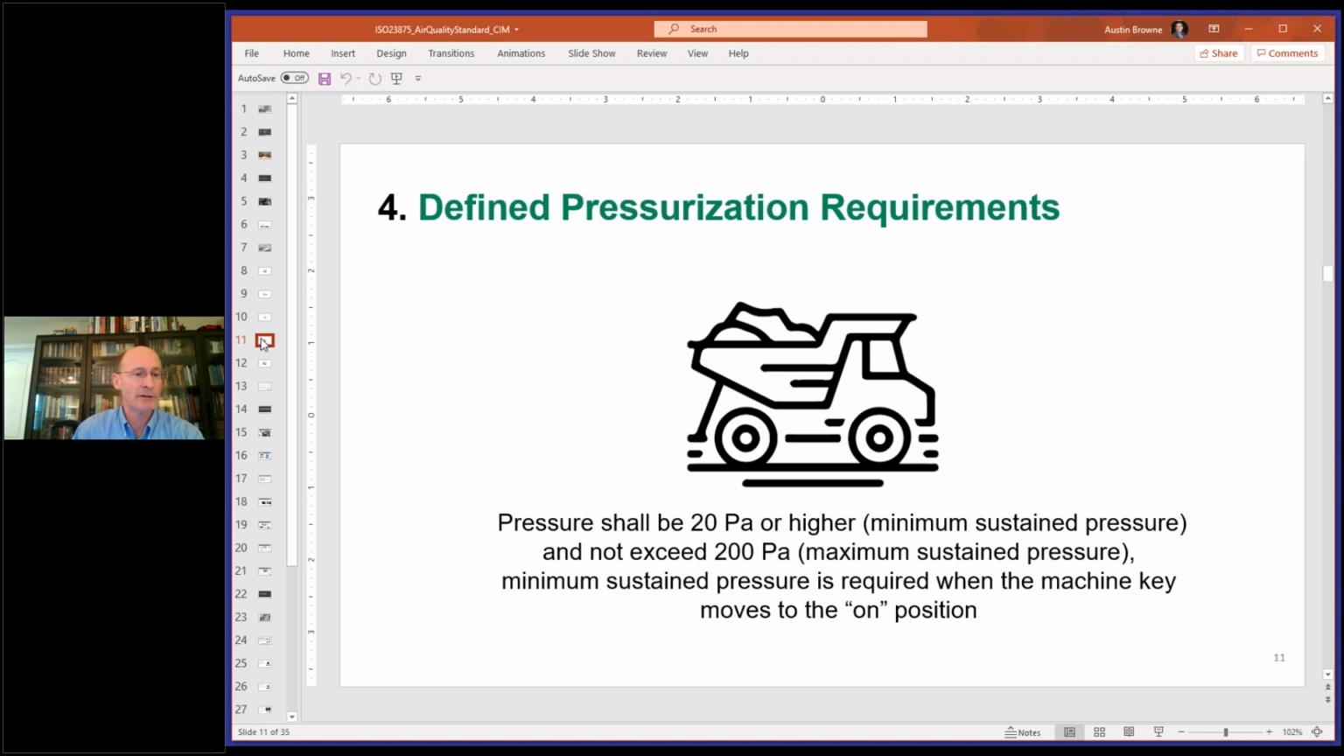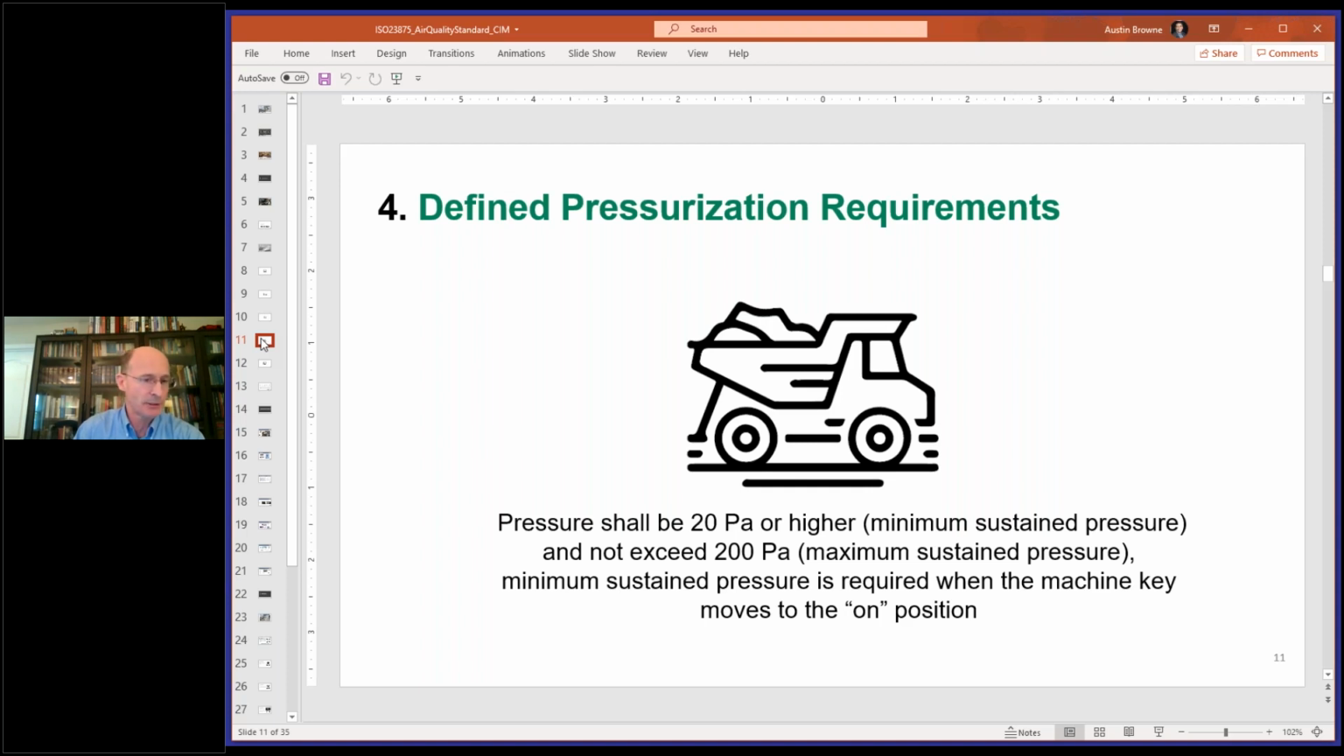We have a defined pressure requirement when the operator shuts the door and turns the key into the on position. Whether or not the HVAC is on or not, there's a 20 Pascal minimum requirement for cab pressurization. That means that the cab is always under a continuous state of pressurization when the operator's in, preventing the outside wind and particles from migrating inside the cab. So that's a minimum requirement.